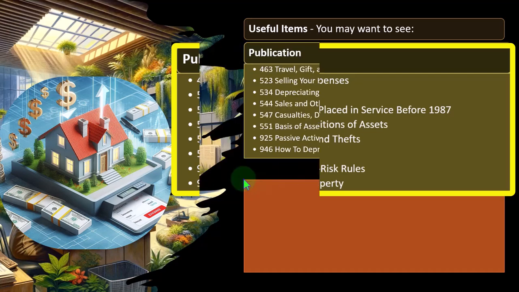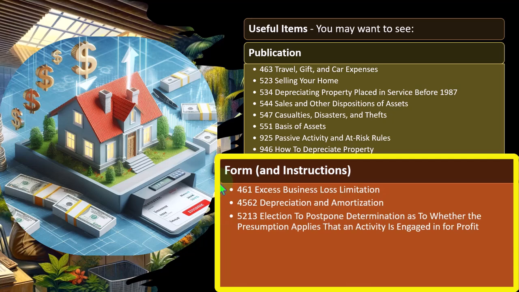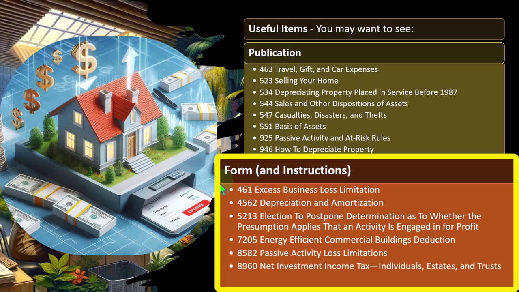Publication 946, how to depreciate property, and then the forms and instructions for Form 461, excess business loss limitations. Form 4562, depreciation and amortization. Form 5213, election to postpone determination as to whether the presumption applies that an activity is engaged in for profit. Form 7205, energy efficient commercial building deduction. Form 8582, passive activity loss limitations. Form 8960, net investment income tax, individual, estate, and trust. And then Schedule E, supplemental income and loss.